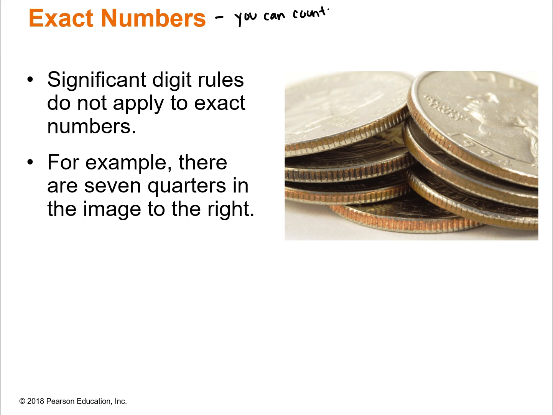Oftentimes, it's a number that you're able to count. There will be times where we have an exact number that is some kind of figure we use in a calculation that we call an exact number. But for this chapter, we're really just talking about things that you can count versus things that are measured. You can count how many coins there are. You can count how many balls there are. You can count how many penguins are in the zoo.